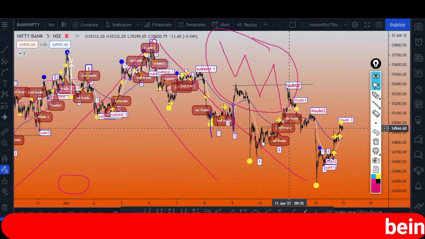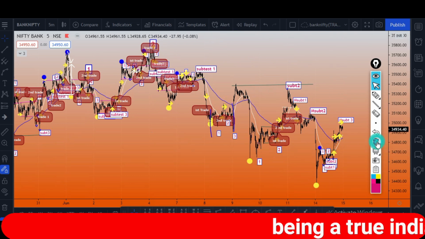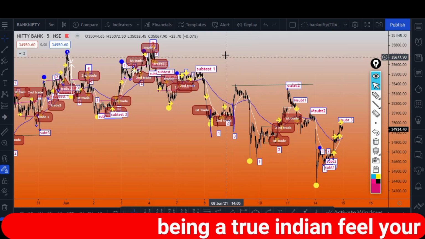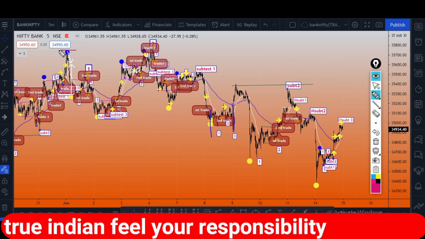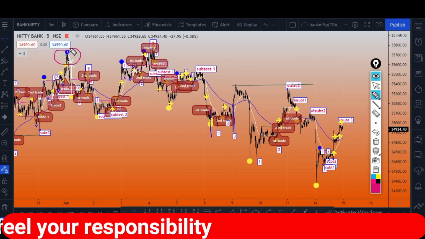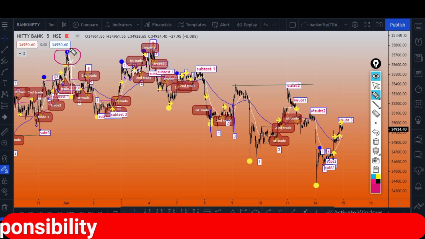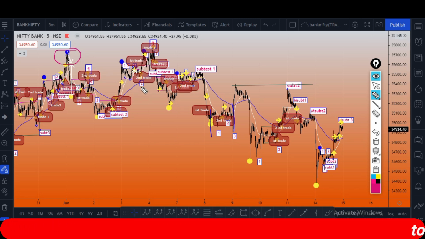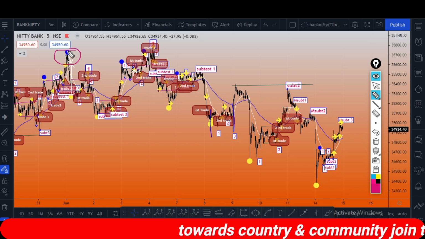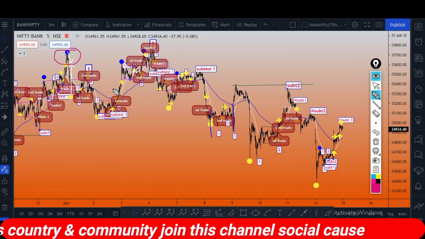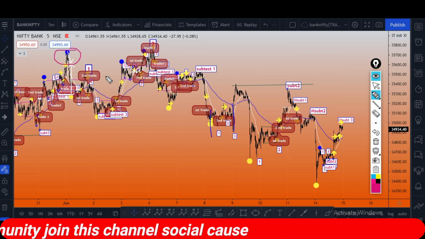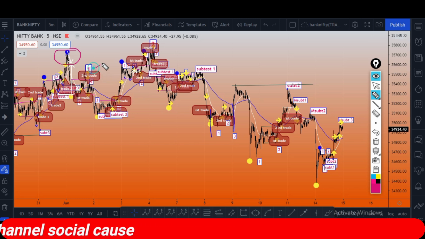Okay, now see here, if you see this point, this is the resistance point from where this down cycle starts. And since this is the counter trend cycle, it will make two testings. This is the first testing and this is the second testing point.